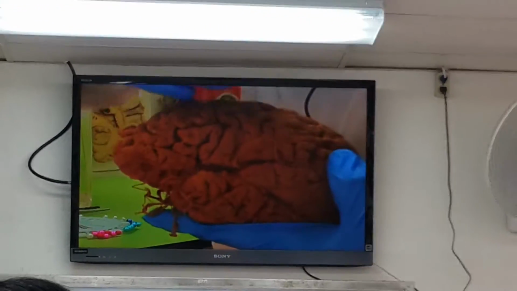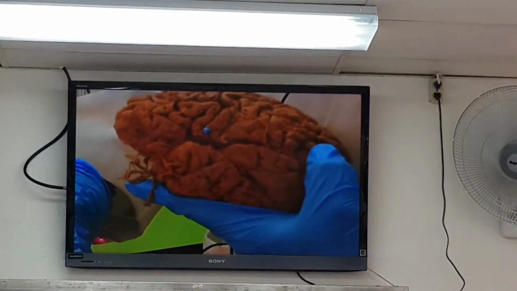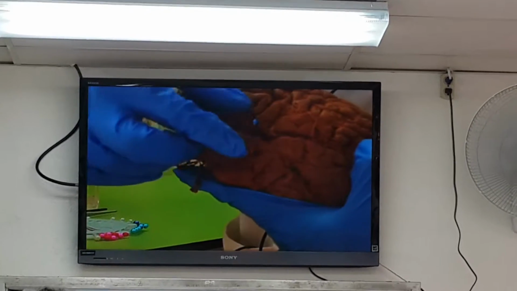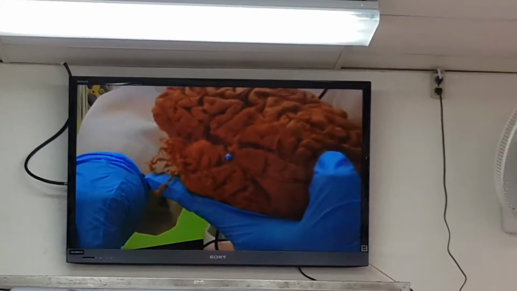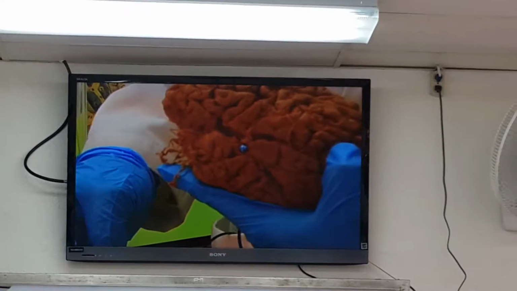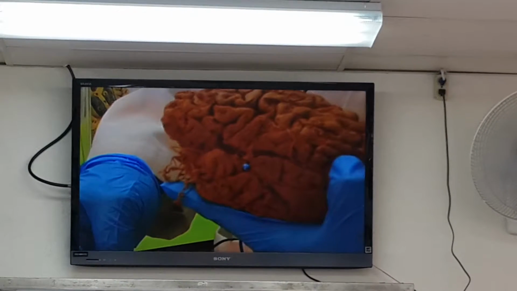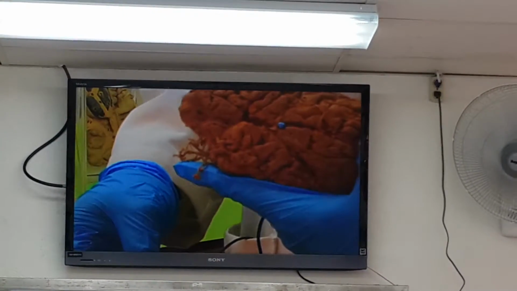Okay, next you have seen the posterior ramus of the lateral sulcus. Just below that, running parallel to it, you can see one gyrus. That gyrus is called the superior temporal gyrus. This gyrus contains the auditory area, that's 41-42. It's in this gyrus, the superior temporal gyrus.